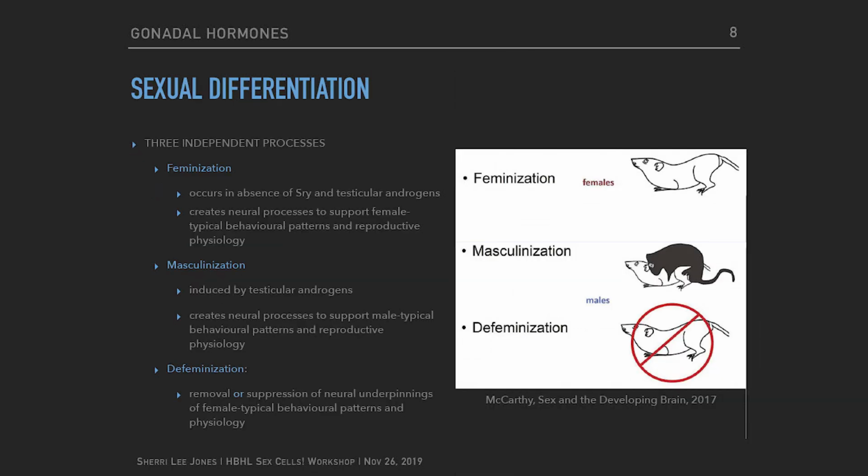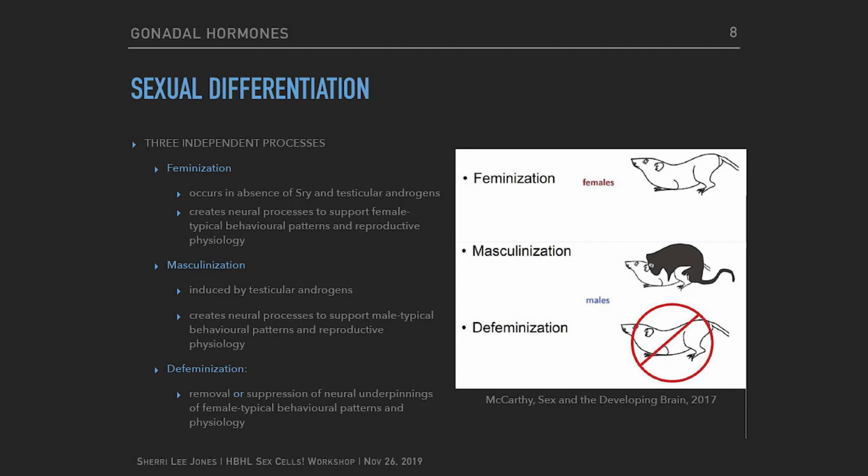Okay. So there are basically 3 independent processes of sexual differentiation. Remember, sexual differentiation happens in the perinatal period under the influence of testosterone. The 3 processes are feminization, masculinization, and defeminization. In females, only feminization occurs because this is the default system, right? Feminization occurs in the absence of SRY and in the absence of testicular androgens, and it creates neural processes that support female typical behavioral patterns and reproductive physiology.